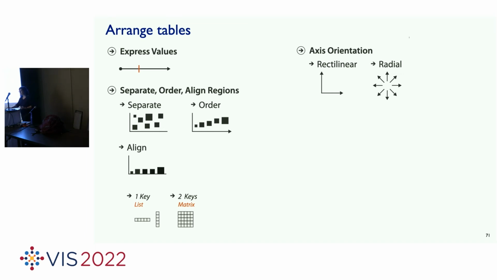So what we've done is we've talked a bit about this idea of arranging tables. We've thought about expressing values that are just quantitative keys, separating, ordering, and aligning regions, this idea of maybe having a one-dimensional layout versus a two-dimensional matrix layout. Talk just a little bit about the ideas of rectilinear and radial axes.